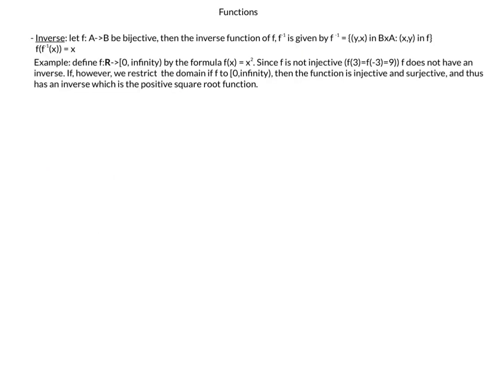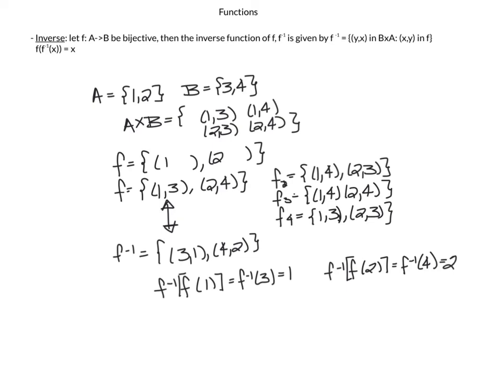And I believe our last topic is inverse. If we have a function from A to B and it is bijective, it's one-to-one and onto, then the inverse function, and because we're talking about a function and how it operates on individual members of a set, we'll call this f inverse, is given by the set of (y, x) in B cross A when (x, y) is in f. And a quick example so you can see why: you just swap the x and y.